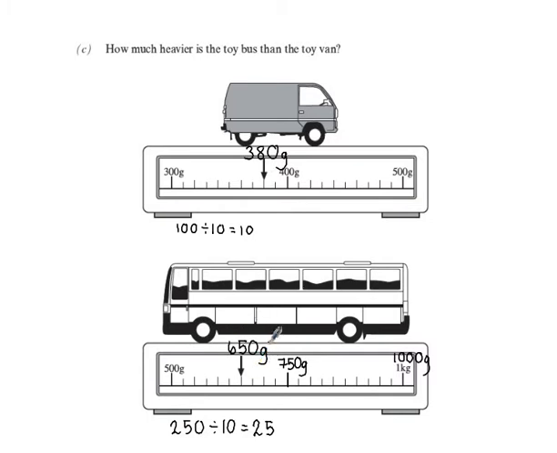So 650 grams and 380 grams, and we want to subtract the two. So I'm going to do a little subtraction. Bigger number on the top, so the bus value on the top, 380 underneath, and subtract. So 0 take away 0 is 0, 5 take away 8, remember we need to borrow, 15 take away 8 is 7, 5 take away 3 is 2. So the bus is 270 grams heavier than the toy van.